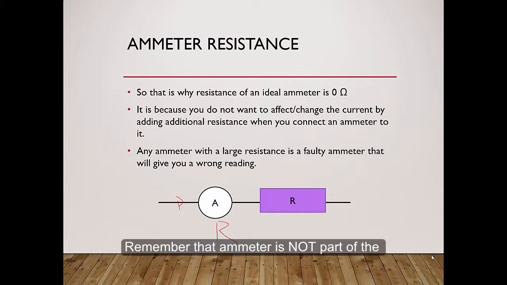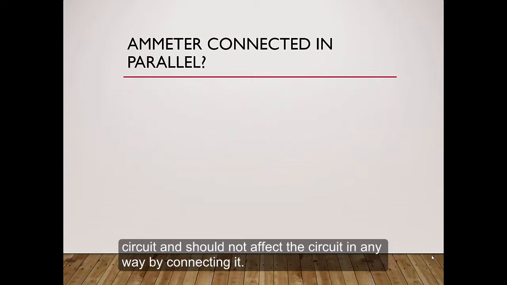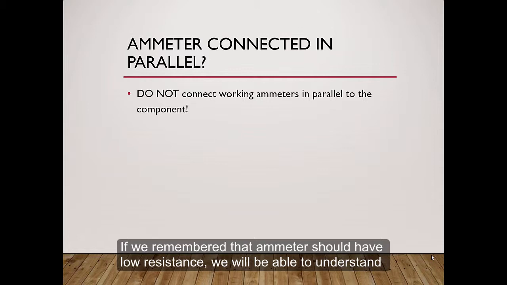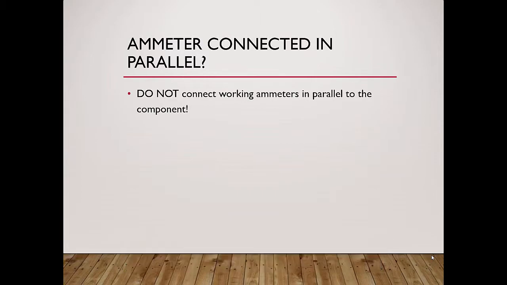Remember, the ammeter is not part of the circuit and should not affect the circuit in any way by connecting to it. So, can we connect an ammeter in parallel? If we remember that the ammeter should have zero resistance, we will be able to understand why an ammeter should not be connected in parallel to the component.